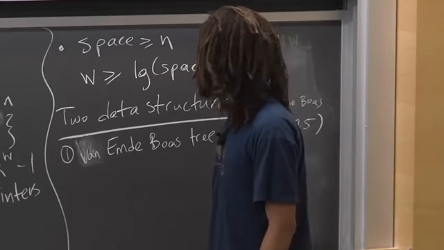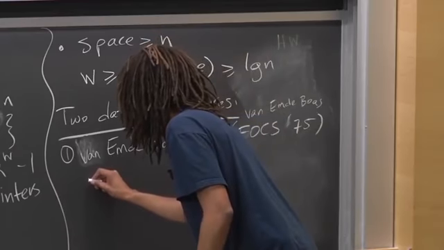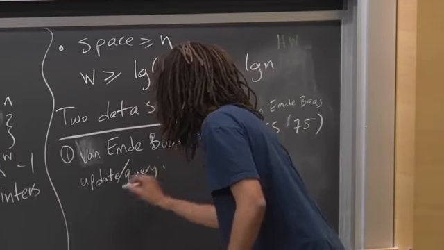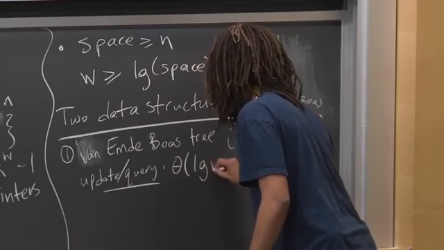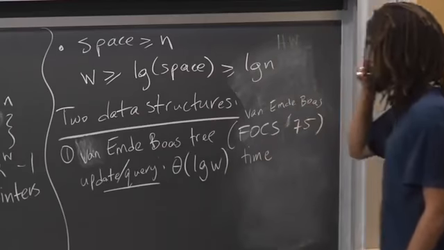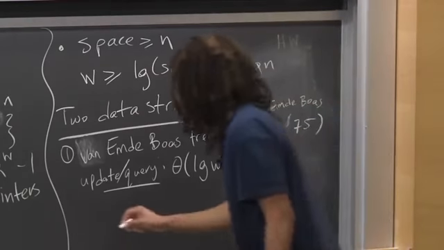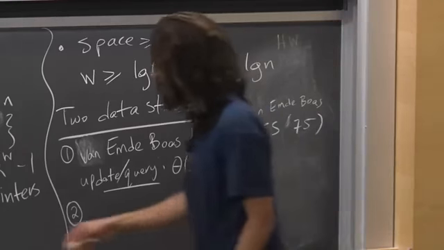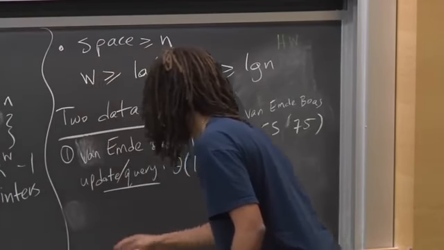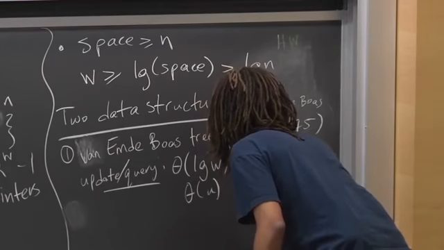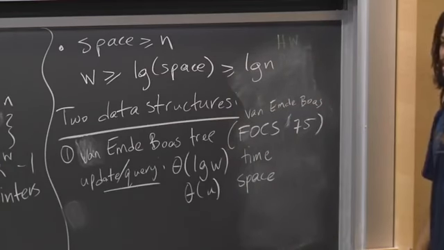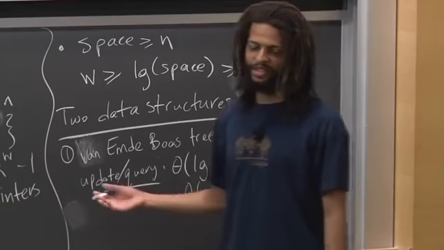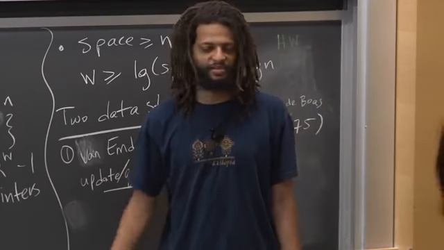And what this gets is update and query are both going to be log w time. This is dynamic, so it supports updates. The unfortunate thing, though, is that the space is going to be u. And you know, I like linear space, independent of the universe size, right? Imagine if you have a 64-bit machine, u is 2 to the 64. So I don't want to use 2 to the 64 space ever.